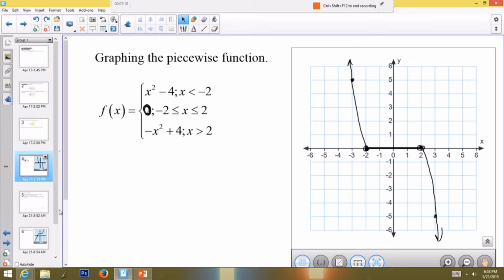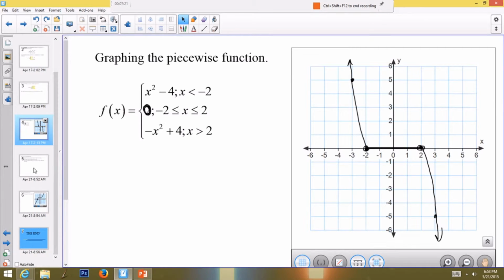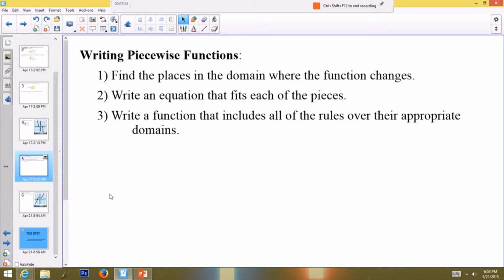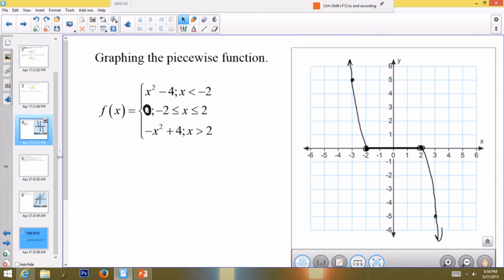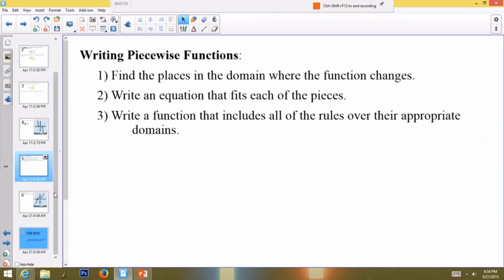All right, so the second thing I want to do today is talk about actually writing some piecewise functions. When you're writing piecewise functions, I gave you a couple of steps here to think about, and you can refer to this when you're doing the practice work. What you're going to want to do first is find the places in the domain where the function changes. So if we look back at this original one, this function changes at -2 and at +2. It changes at -2 to this function, and then it changes at +2 again to this function. So that's what you want to do first.